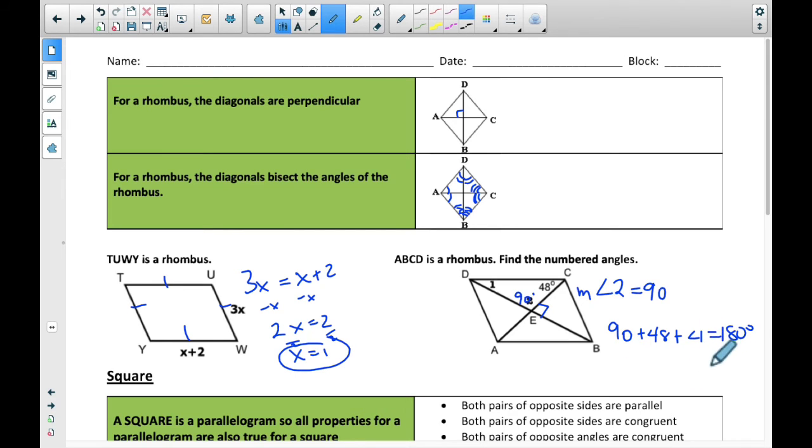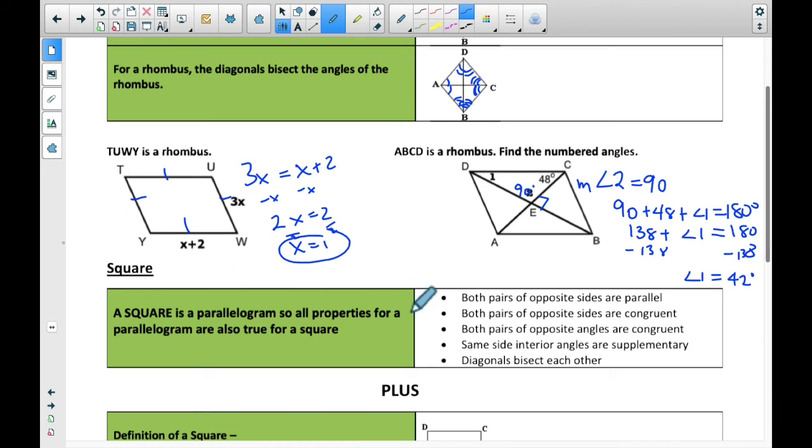That says angle 1. If I add this together, I get 138 plus angle 1 is equal to 180. So if I subtract 138 from both sides, then I get angle 1 is 42 degrees.